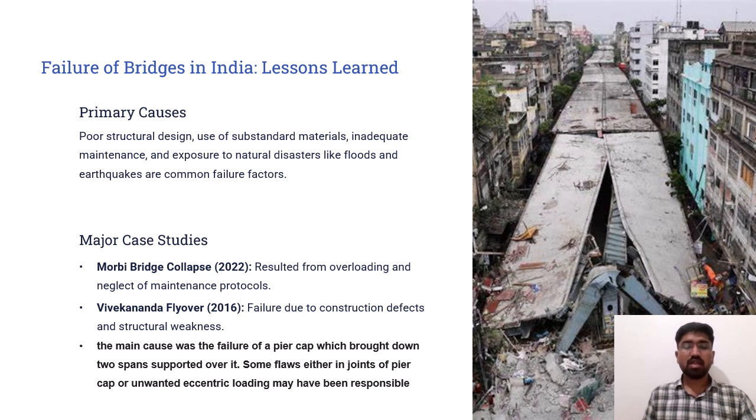The second case study: Vivekananda Flyover, 2016. In this picture, we show how this bridge collapsed. In Kolkata, it collapsed during construction due to a combination of poor construction practices and technical design flaws. The structure being cast was a segmental RCC box girder supported by temporary staging during concreting of one span.